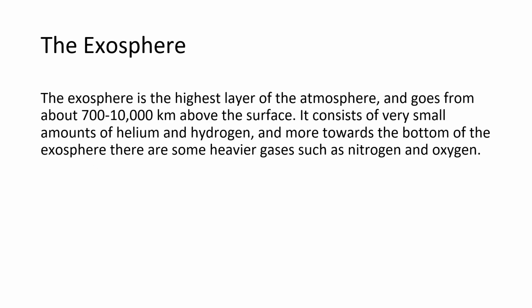The exosphere is the highest layer of the atmosphere and goes from about 700 to 10,000 kilometers above the surface. It consists of very small amounts of helium and hydrogen, and more towards the bottom of the exosphere there are some heavier gases such as nitrogen and oxygen, and that's all.